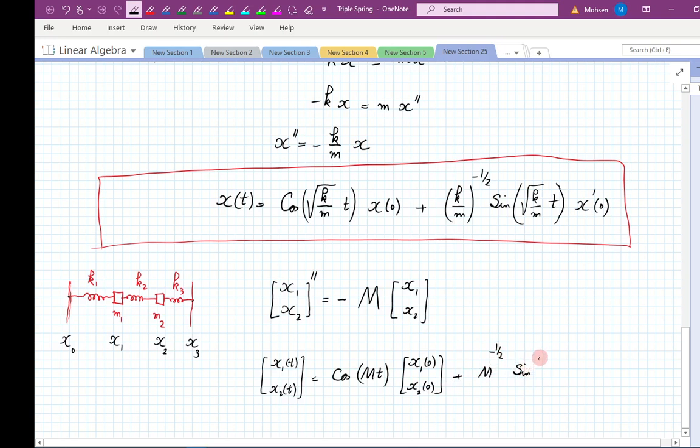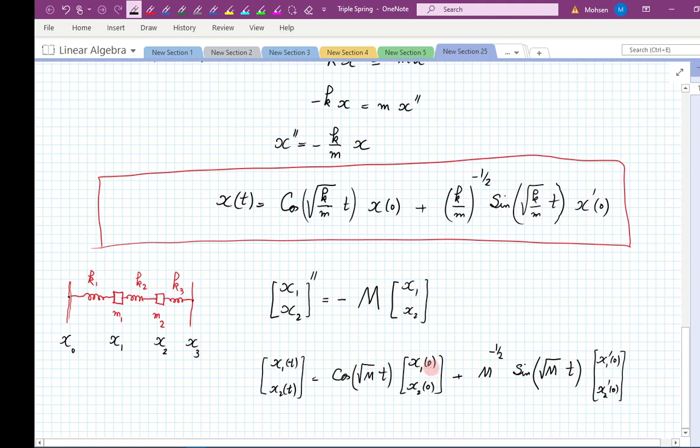Sine of, excuse me, I made a mistake here. Let me correct myself. Write this thing again. Actually more complicated than what I was saying. Square root of M times t. We were taking the square root here. I forgot to put the square root. Square root of M times t times, what do you think I'm going to put here in this vector? Of course, it's going to be initial velocities. x1 prime 0, x2 prime 0.